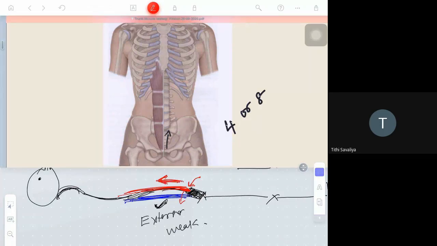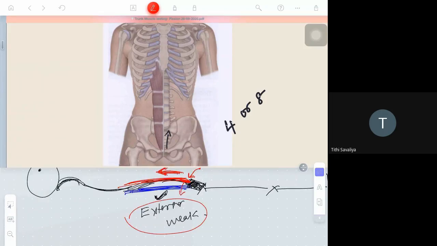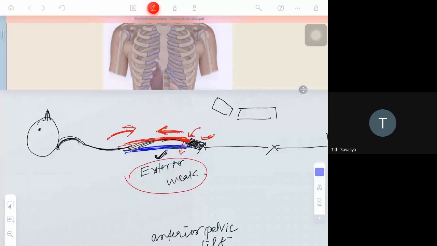Why is this happening? Because the extensor muscle is weak. If the extensor muscle is strong, then it will stabilize the pelvis and the patient can lift the body. But if the extensors are weak, then what will happen? There will be a posterior pelvic tilt. Here, the abdominal muscle is contracting in the reverse direction.